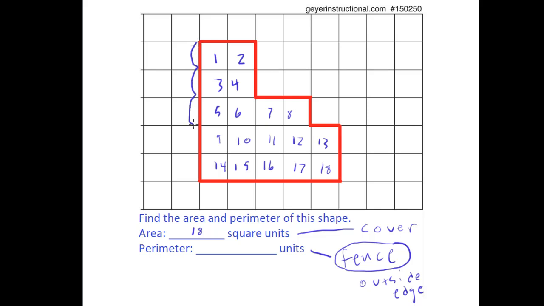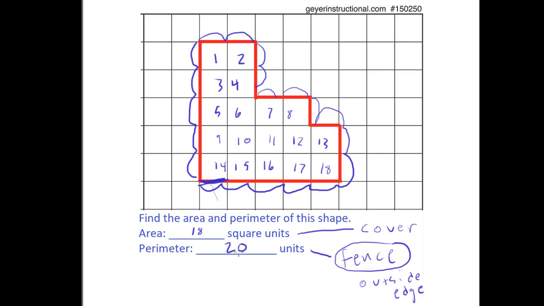1, 2, 3, 4, 5, 6, 7, 8, 9, 10, 11, 12, 13, 14, 15, 16, 17, 18, 19, and 20. If I wanted to put a fence around this, I would need 20 pieces that are this big. So the perimeter of this object is 20 units.